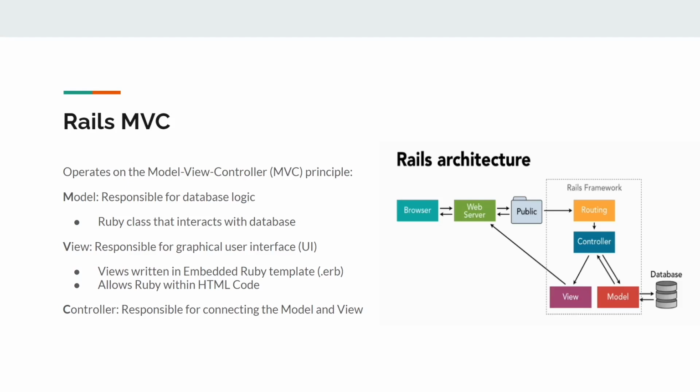The controller is then responsible for connecting the model and view together. When the user from the browser sends the request, the controller takes the required data out of the model, passes the corresponding data to the view, then the view is displayed to the browser and shown to the user.